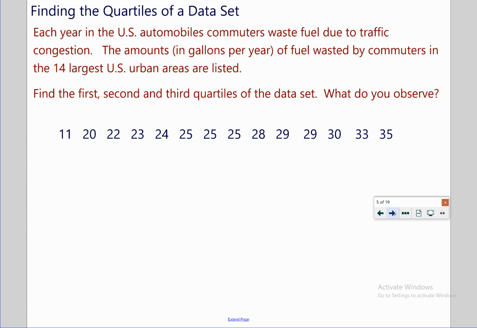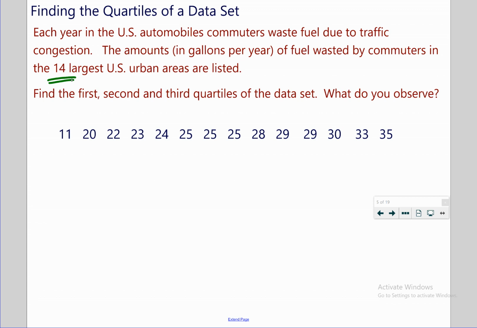Tomorrow we're going to do an activity in Google Sheets, a spreadsheet, where you can very quickly order data. So right now we're not going to spend a ton of time doing that. And we've got 14 of them, so that's helpful to know too. We've got an even number, okay? We want to find the first, second, and third quartiles. The second quartile is the median. Sometimes they'll say Q2 or sometimes they'll say median. It means the same thing.